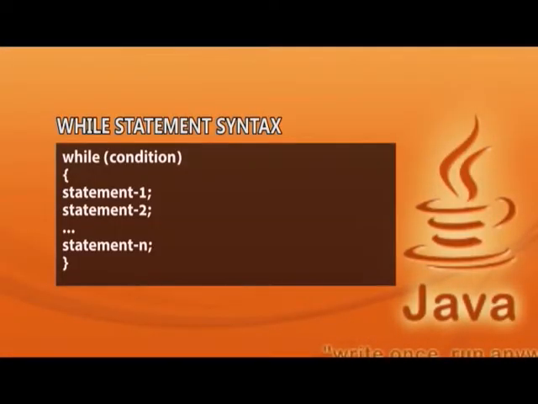The syntax of the while statement is while open bracket condition close bracket followed by an open curly brace. Statement 1 ending with a semicolon. Statement 2 ending with a semicolon followed by an ellipsis. Statement N ending with a semicolon then followed by a closed curly brace.